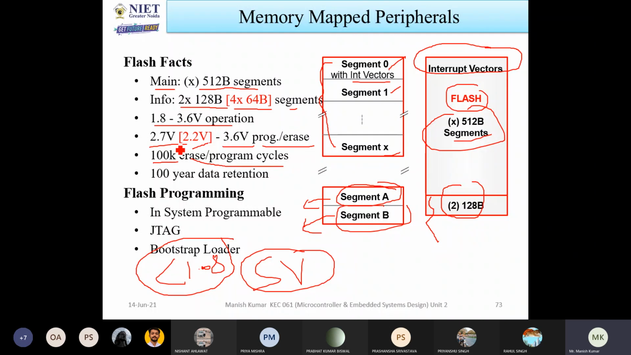So in this way, you can erase or program this memory 100K times, and also there is 100-year data retention. Whatever data is available in the memory, within 100 years, you can retain the data from there. मतलब उससे हम बैकअप ले सकते हैं, उससे हम रिट्राइव डेटा को कर सकते हैं, ठीक है, up to 100 years.